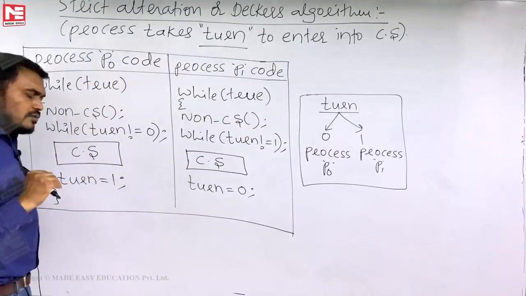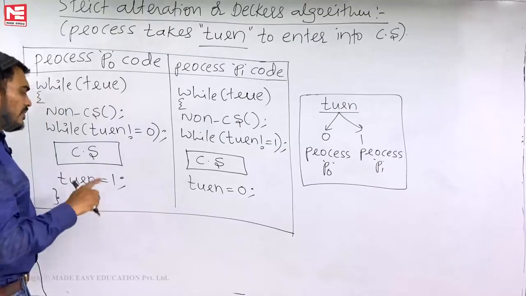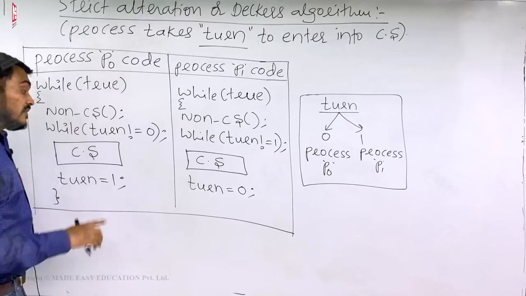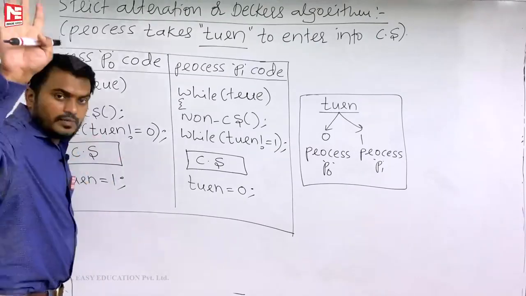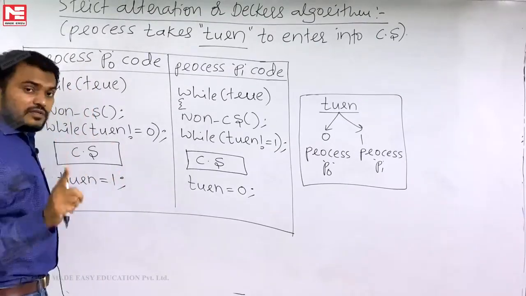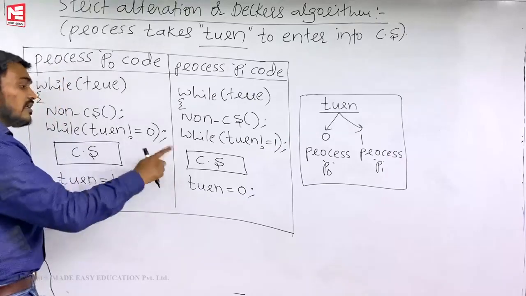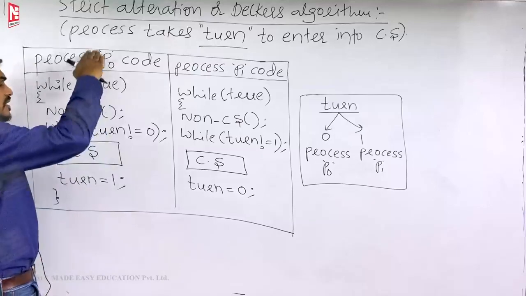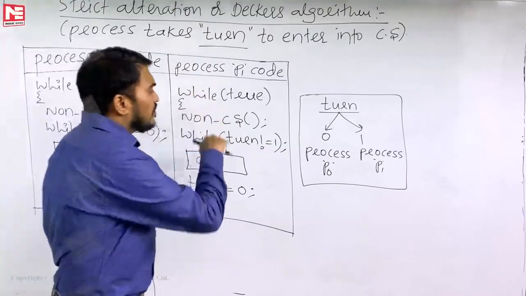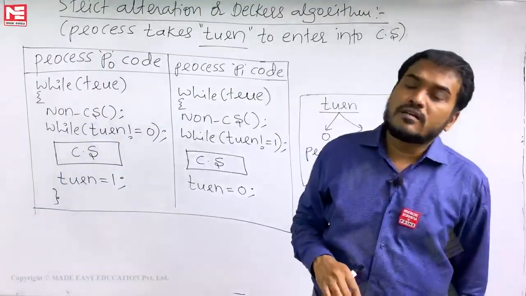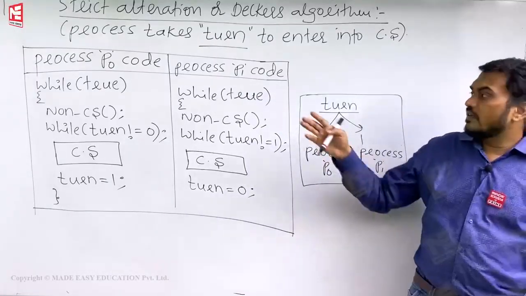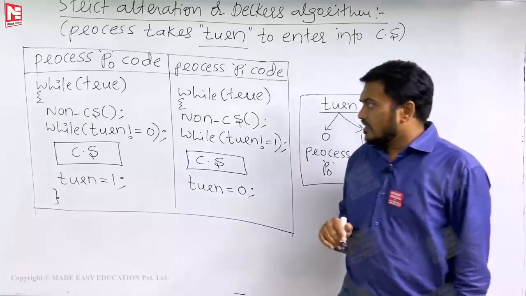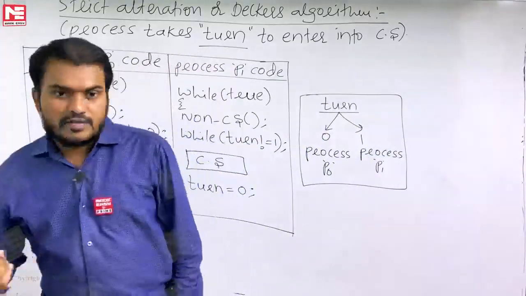And remember, we have a common critical section. Don't think we have two different critical sections. You have only one critical section, but what is different is the code: the code used by process P0 is different, and the code used by process P1 is different. This is the code of P0 and this is the code of P1.